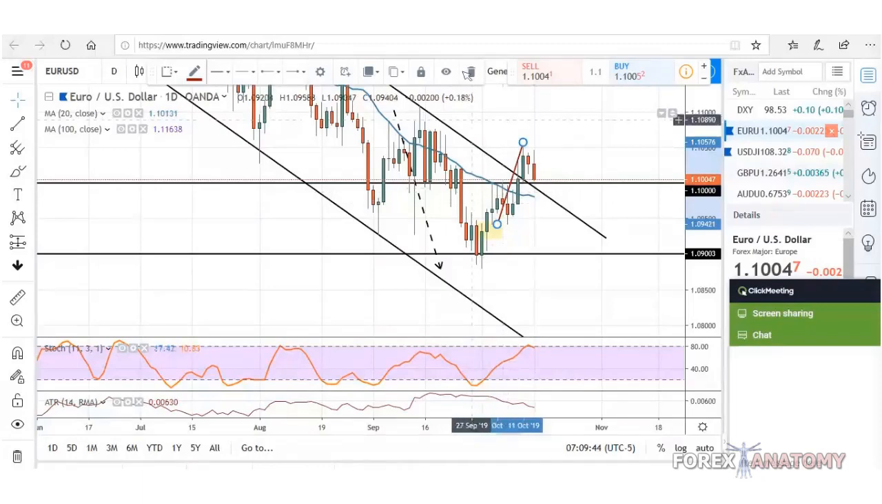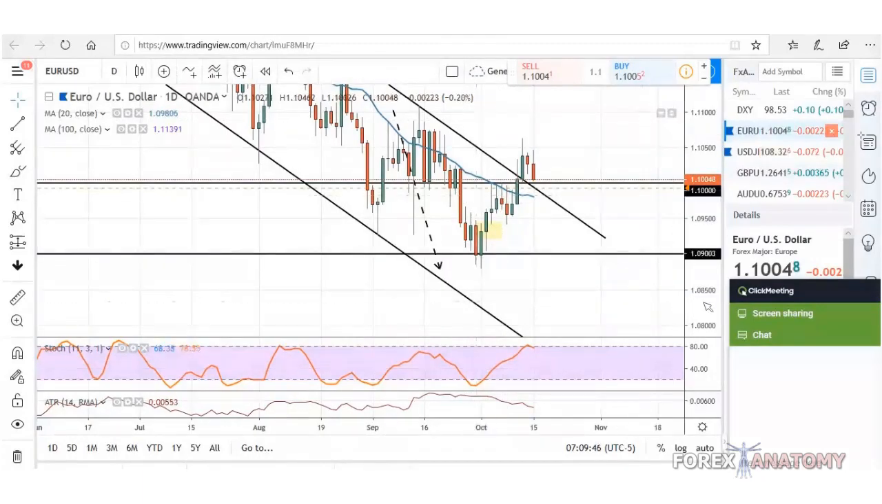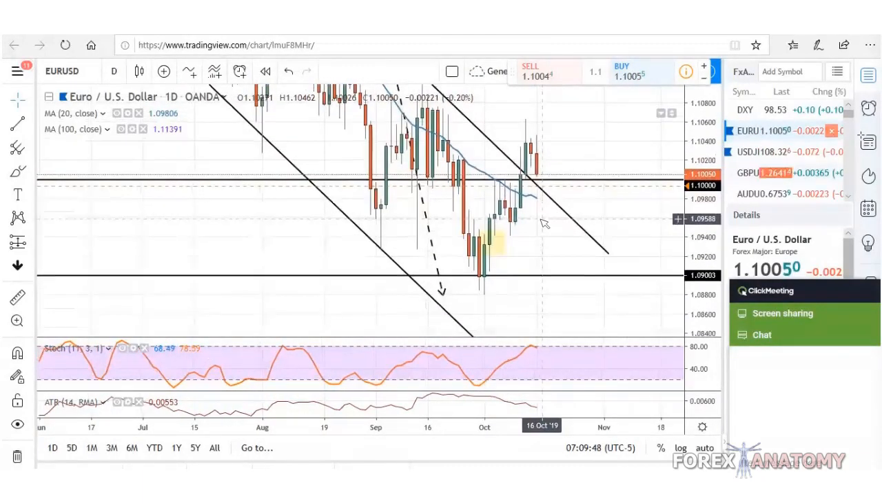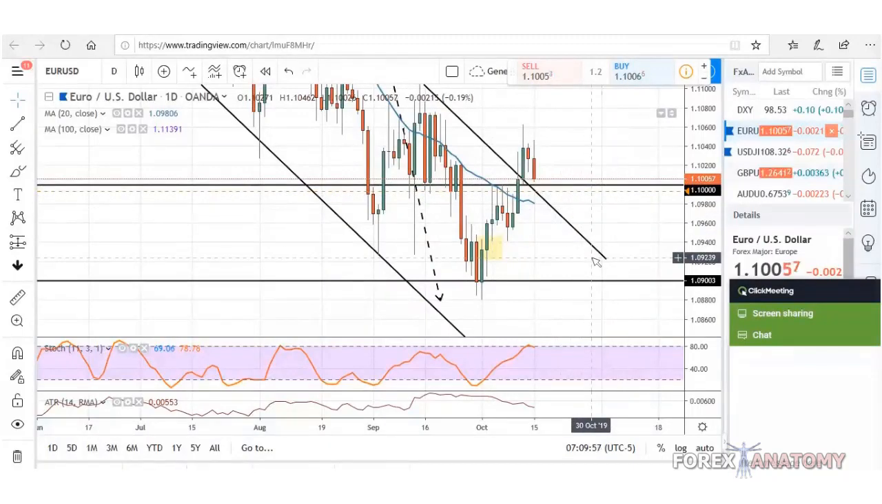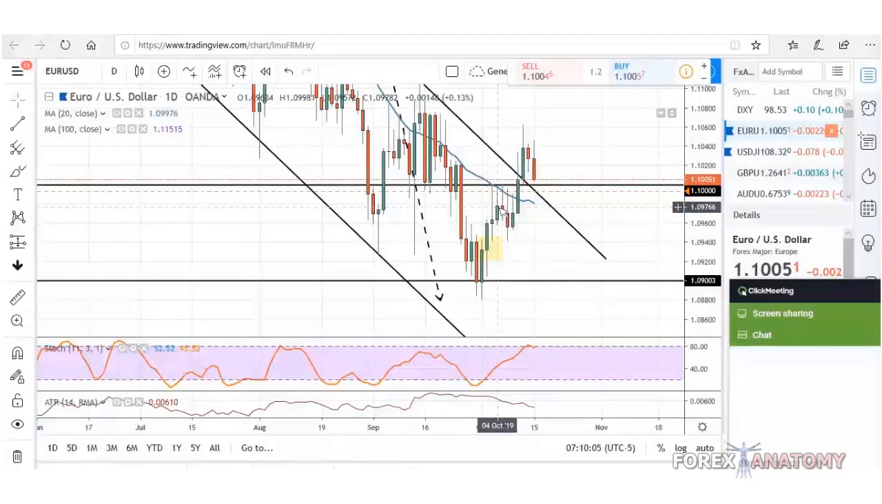Now, if I remove this line and zoom in a little bit, we can see that, for starters, we're approaching this $1.10 level right here, which is known as an institutional or psychological level, or zone of support in this case. But if you look at these candles right here, we have all these wicks to the upside.